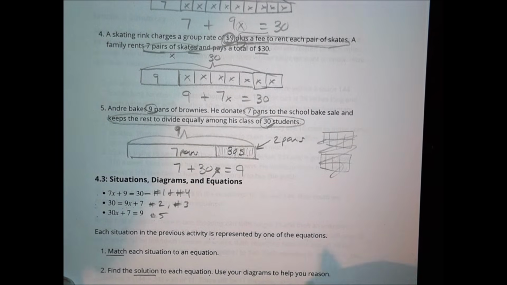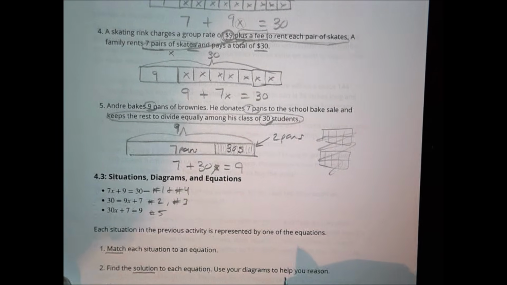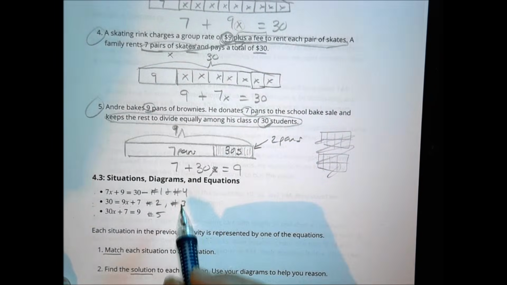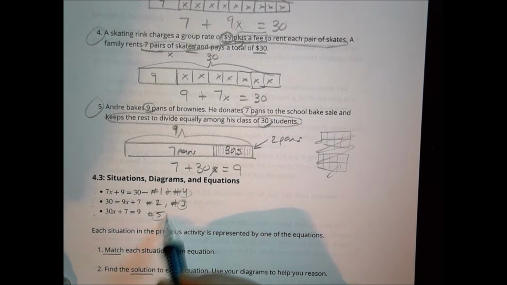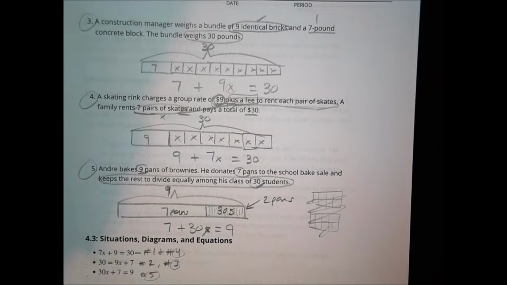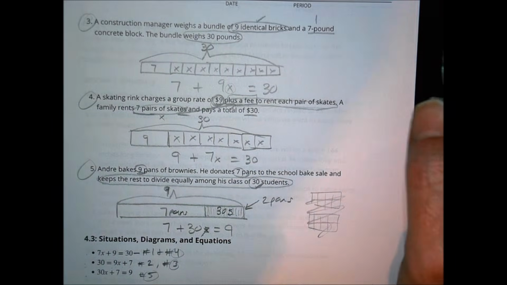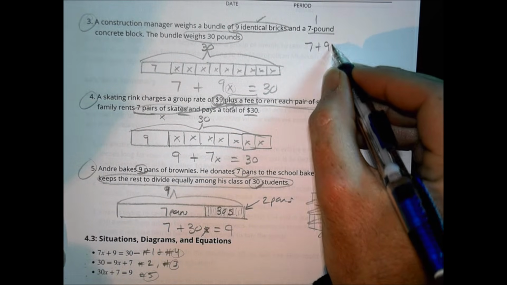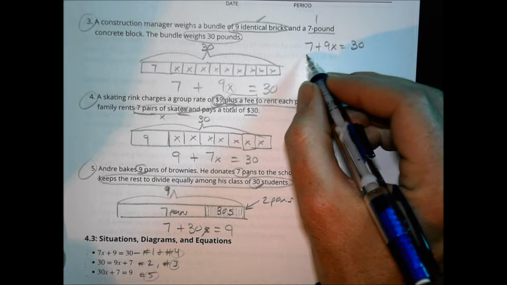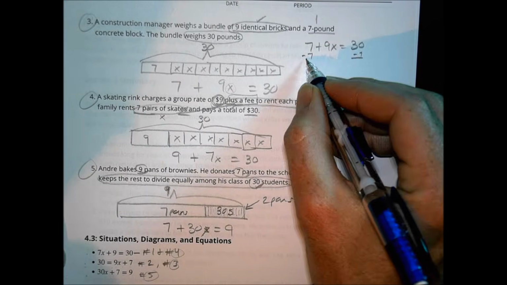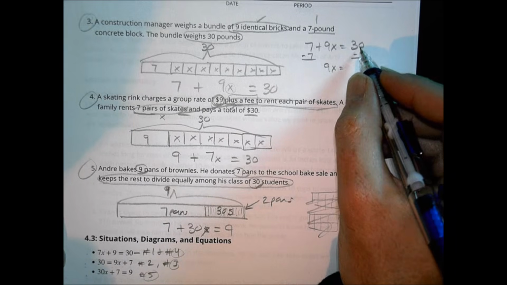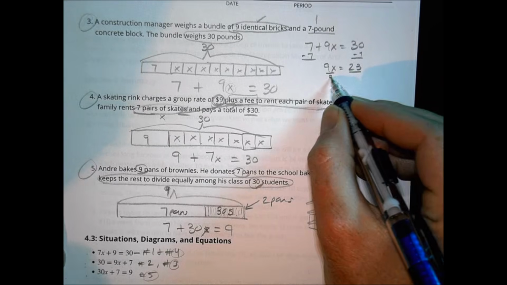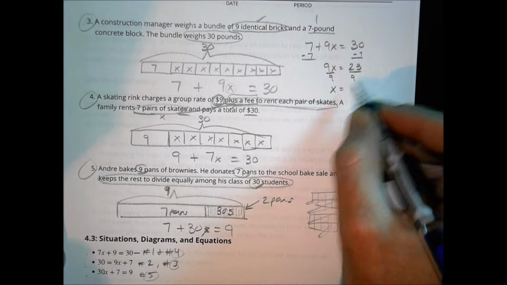So let's now find a solution to match each of these equations. And what we'll do is we'll take a look at numbers 3, 4, and 5, because that will be one of each. So we go back up to number 3, starting there. And to find a solution, we can rewrite this as 7 plus 9x equals 30. We'll subtract 7 from both sides to leave us with 9x equals 30 minus 7, which is 23. We'll then divide both sides by 9, and x is going to equal 23 over 9.